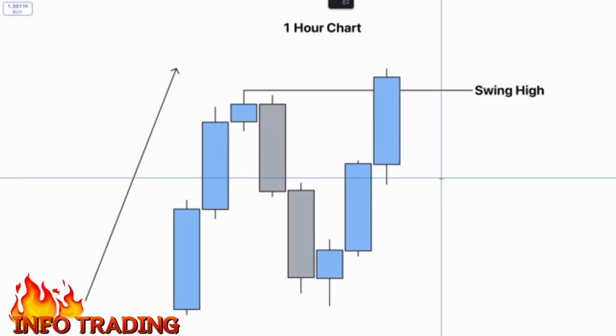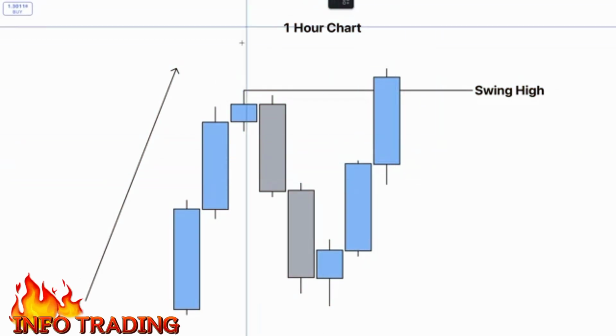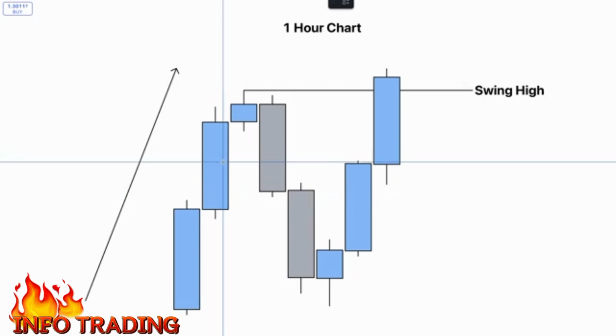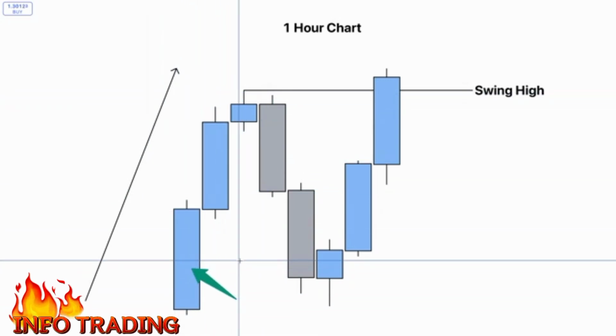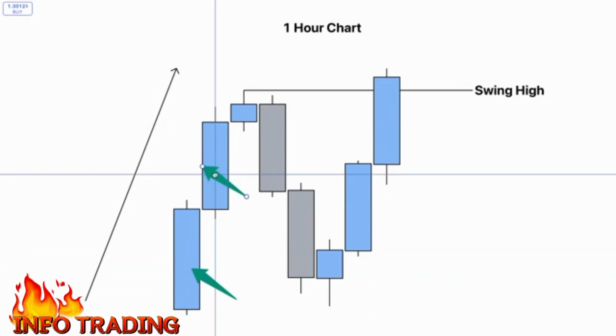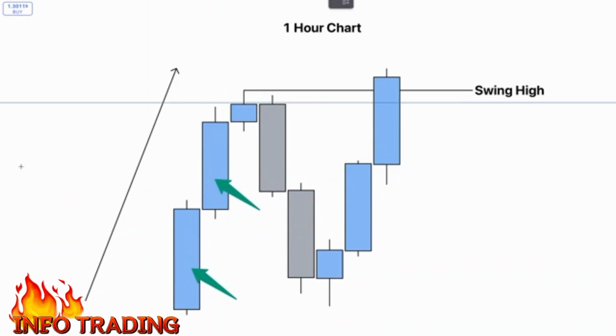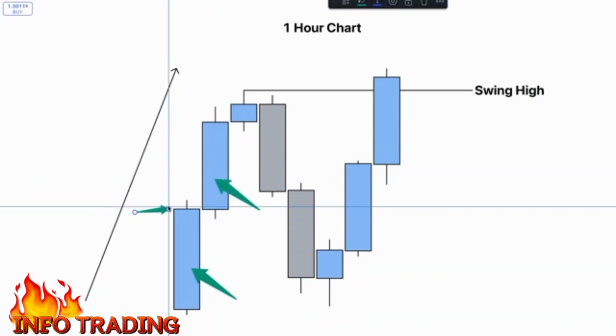So first things first, what is a closure? Well, if we're looking at a 1 hour chart here, let's imagine these candles are hourly candles. That means every hour that passes, a candle will form. And at the end of the hour and the start of the new hour, the candle will close. So for example, this would be our closure.